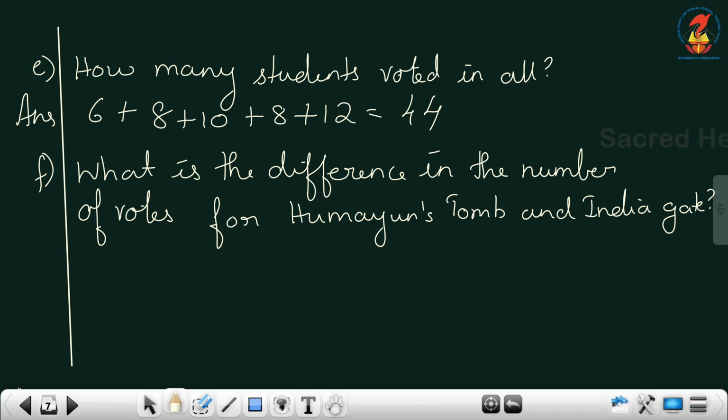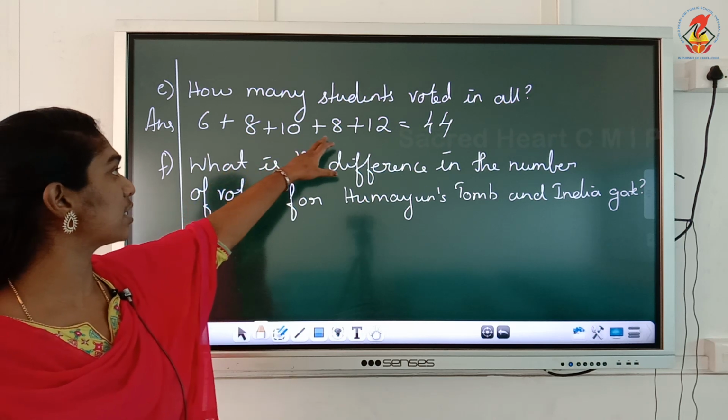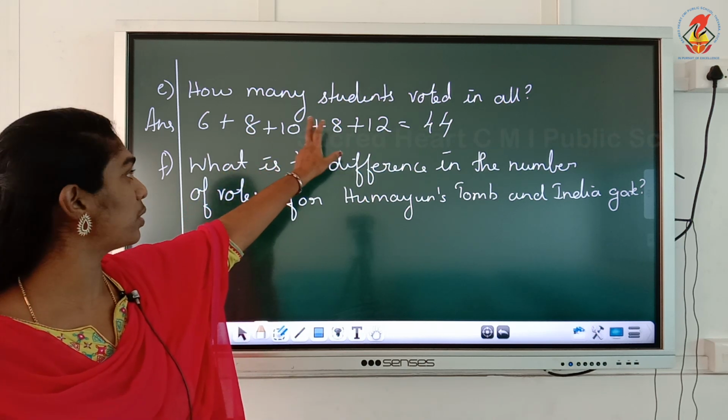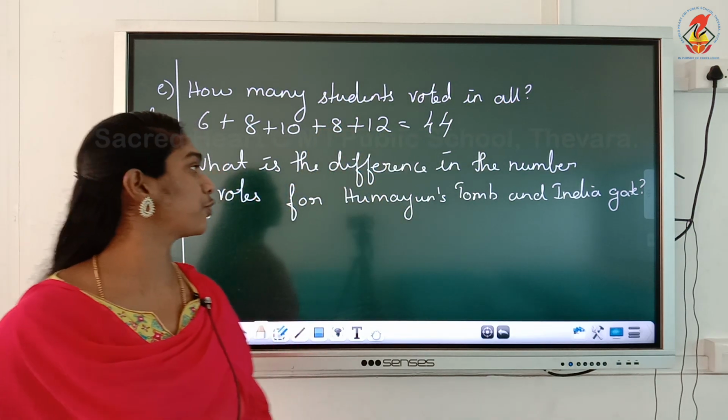That is 44. Once again, 6 plus 8 is 14, 14 plus 8 you get 22, 22 plus 10 you get 32, 32 plus 12 you get 44.